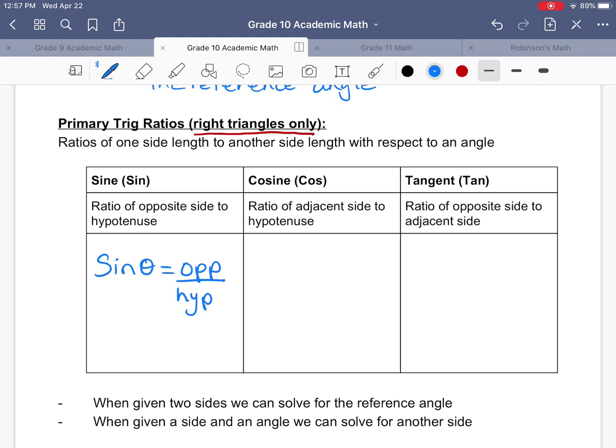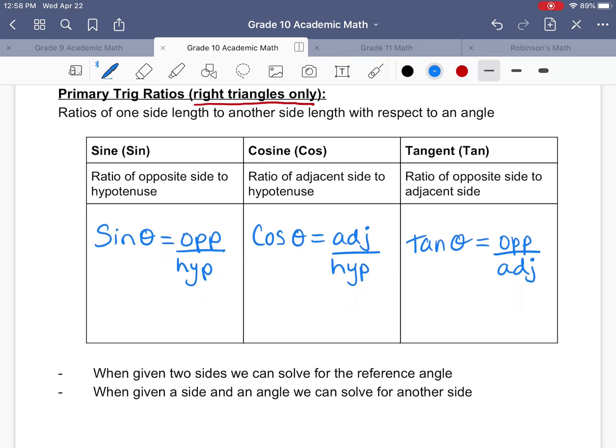So for cosine, it is the ratio of the adjacent side to the hypotenuse. So we would have cos of an angle is equal to ADJ, short for adjacent, over hypotenuse, so HYP again. And the tangent is the ratio of the opposite side to the adjacent side. So tan of theta is equal to the opposite over adjacent. So these are three primary trig ratios that we are going to be using in the first few lessons of this unit. And they are useful.